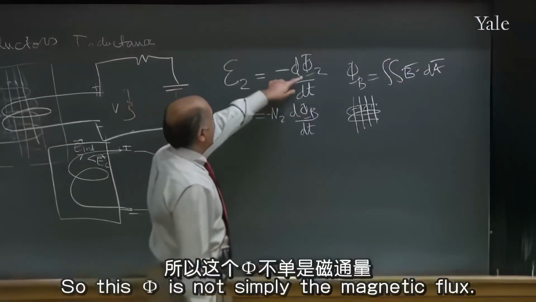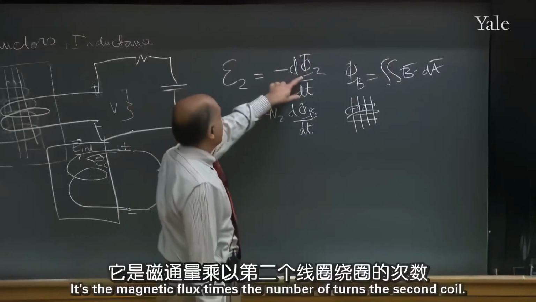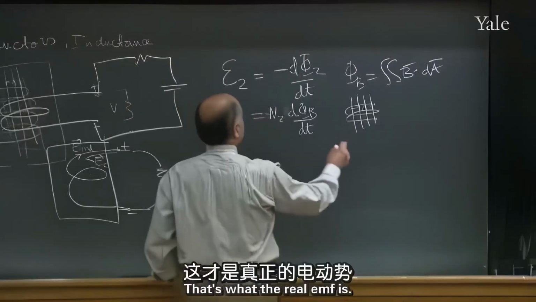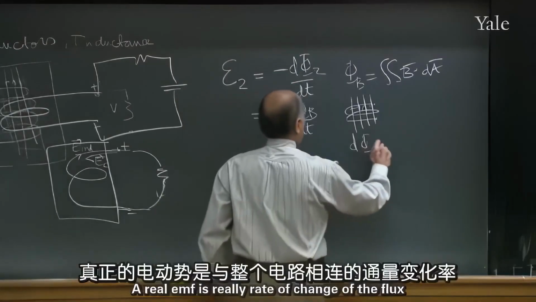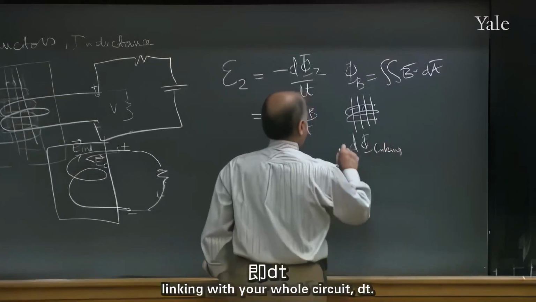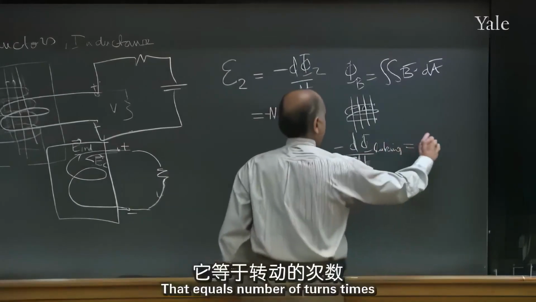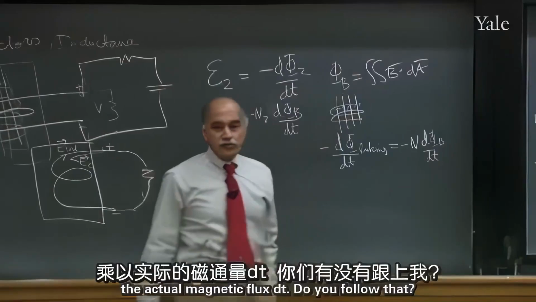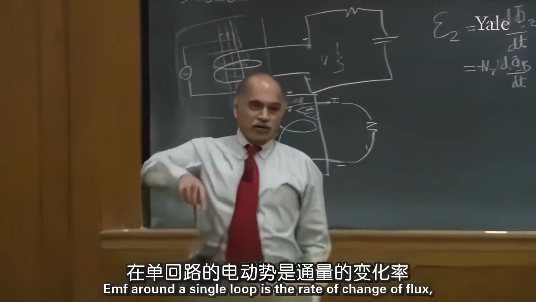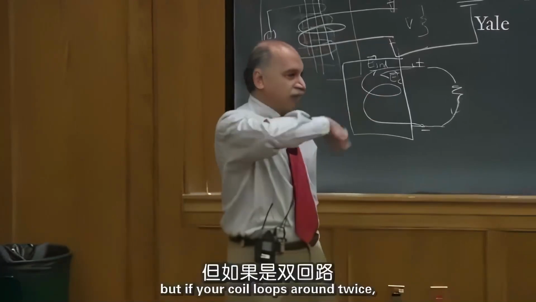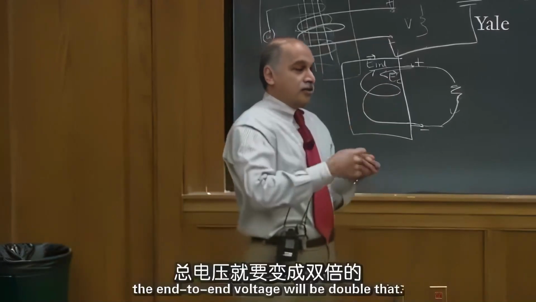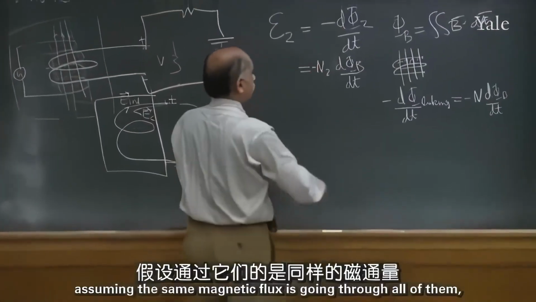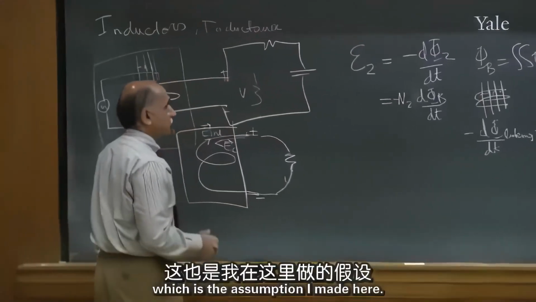So this phi is not simply the magnetic flux. It's the magnetic flux times the number of turns of the second coil. And that's what the real EMF is. The real EMF is the rate of change of the flux linking with your whole circuit, d phi by dt. That's equal to the number of turns times the actual magnetic flux, d by dt. Do you follow that? The EMF around a single loop is the rate of change of flux. But if your coil loops around twice, the end-to-end voltage will be double that. If it loops around 3 times, it will be triple that, assuming the same magnetic flux is going through all of them, which is the assumption I've made here.